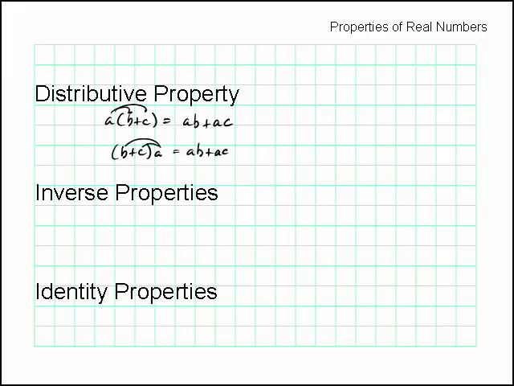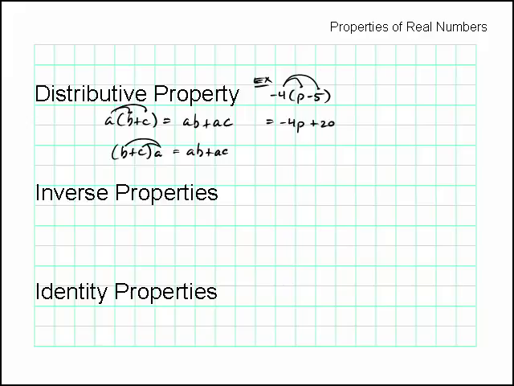An example of using the distributive property would be this. Negative 4 times p minus 5. I'm going to distribute the negative 4 in to the parentheses. That would be negative 4p. And then negative 4 times a negative 5 would give me a positive 20.